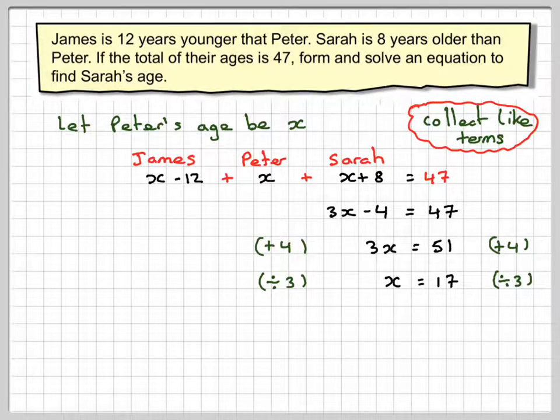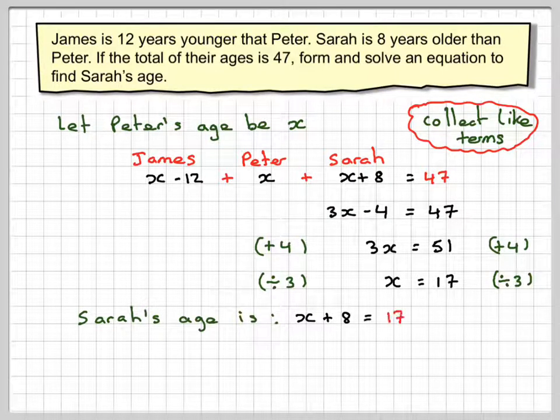So I want to find Sarah's age. This was Sarah's age. So Sarah's age is x plus 8, which is 17 plus 8, which makes 25. So Sarah's age is 25.